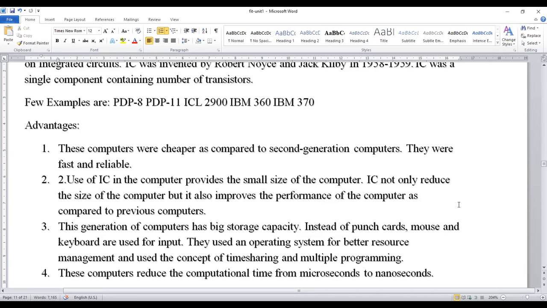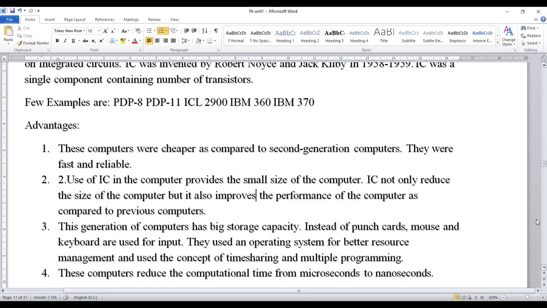These computers were cheaper as compared to second generation computers. They were fast and reliable. Use of IC in computers provides a small size. IC not only reduced the size of the computer, but it also improved the performance as compared to previous computers. This generation of computers has big storage capacity. Instead of punch cards, mouse and keyboard are used for input. In third generation computers only, we got mouse and keyboards.